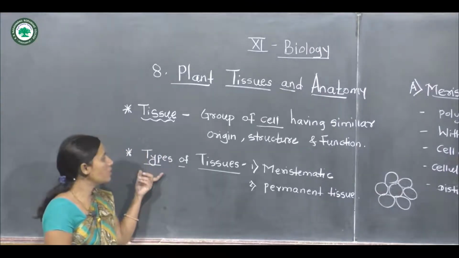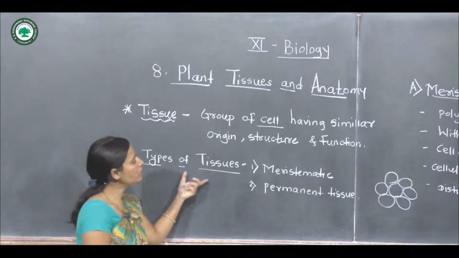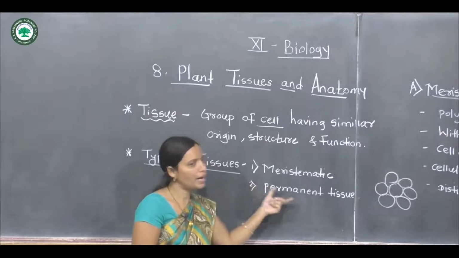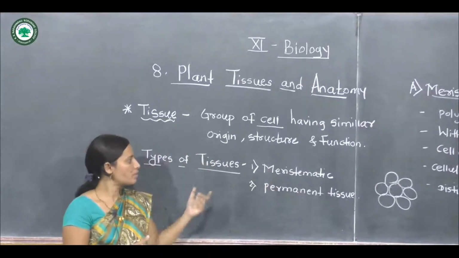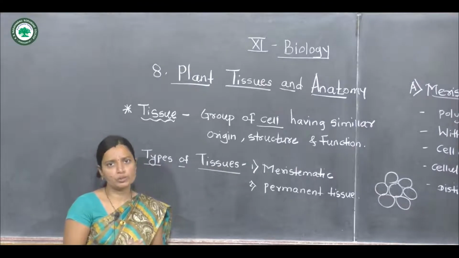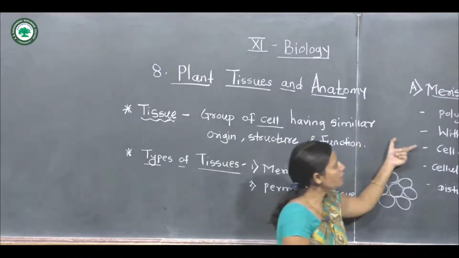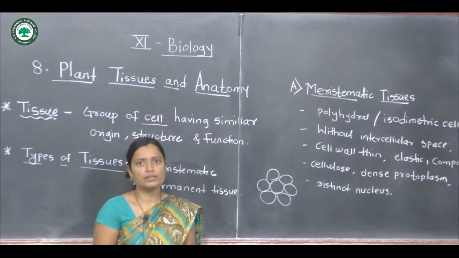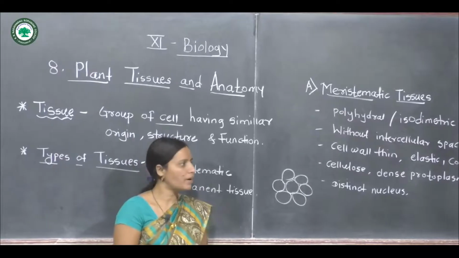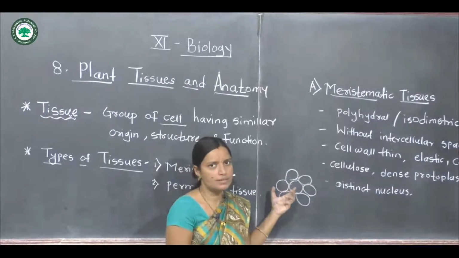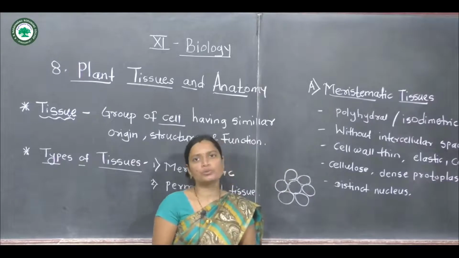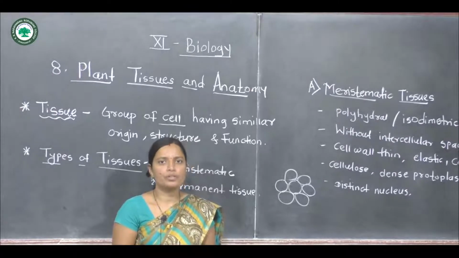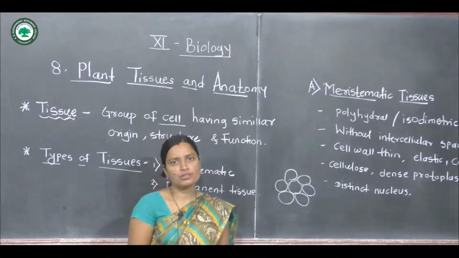First of all, let us discuss the types of tissue. There are two types of tissues present in the plant body: meristematic tissue and permanent tissue. First we discuss the meristematic tissues. There are several characters of the meristematic tissue. This tissue divides and forms cells. This meristematic tissue is present at the apical region of the plant body, in the growing region, the meristematic region.